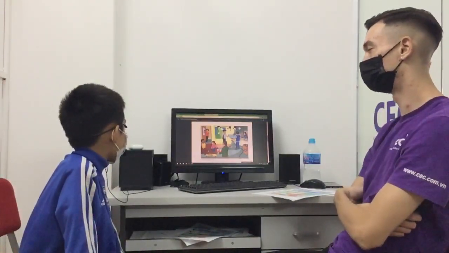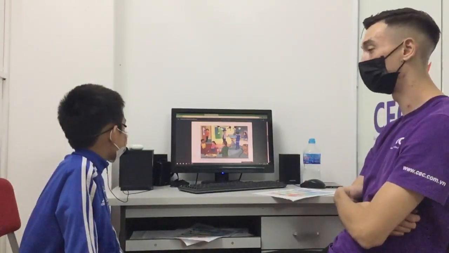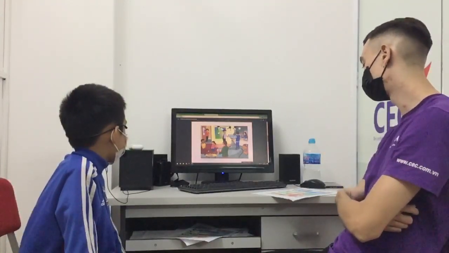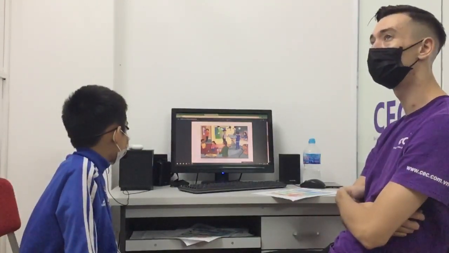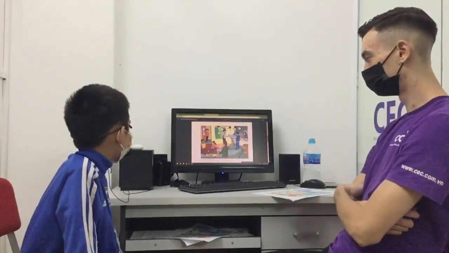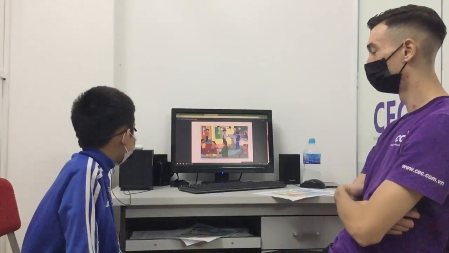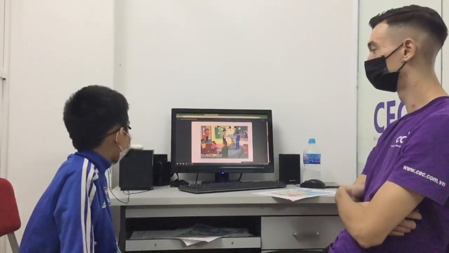Right. In the middle of the photo, there is a man wearing a green jacket. In my picture, he's carrying a big bowl of fruit. But in my picture, he is carrying a glass of orange juice.